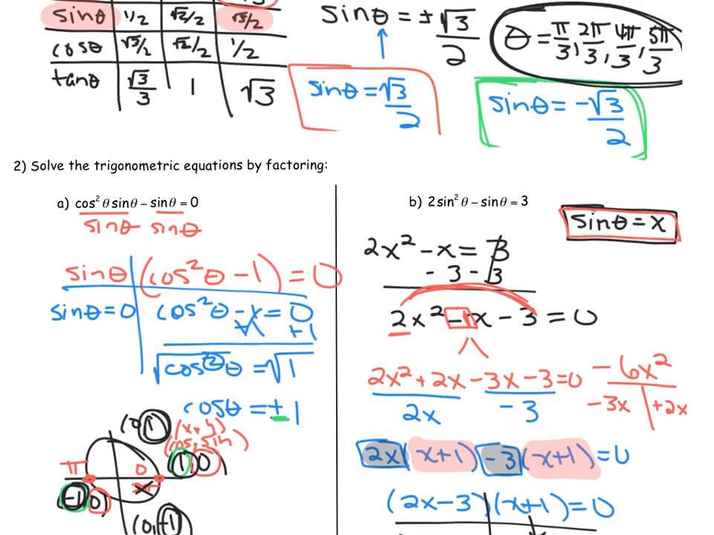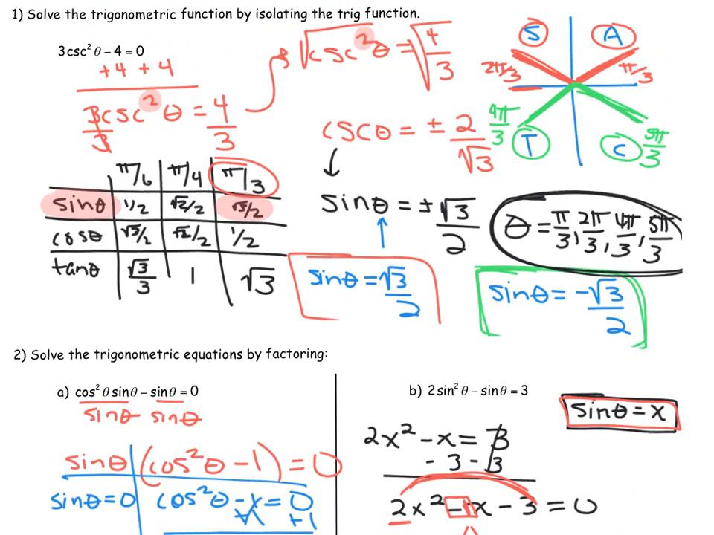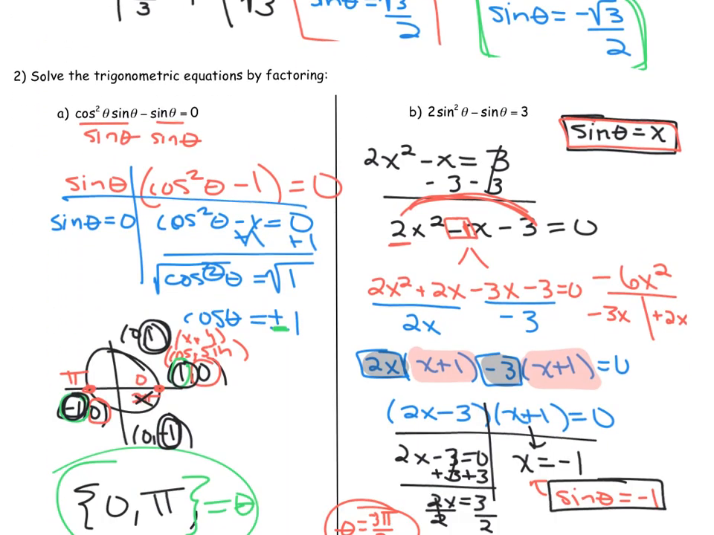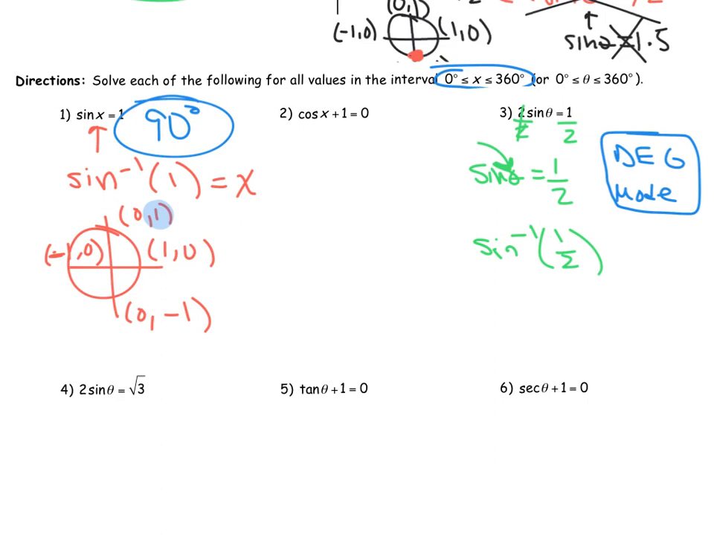This is not something really you should be using a calculator for. Sine of what gets me to a half? So we're looking at sine here. Sine of pi over 6 gets me to a half. So pi over 6, we have to remember, is 30 degrees. So that's 30 degrees. But I want it over this entire interval.